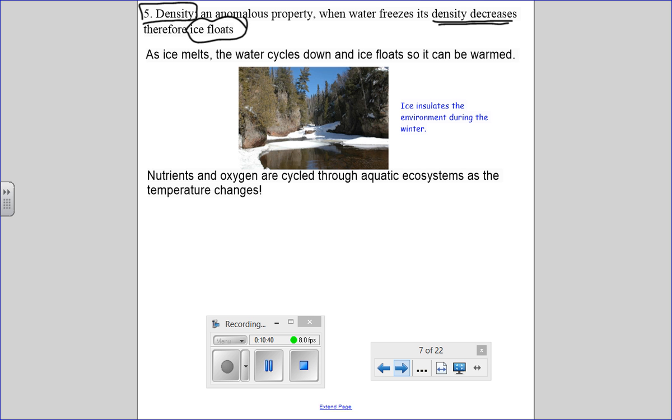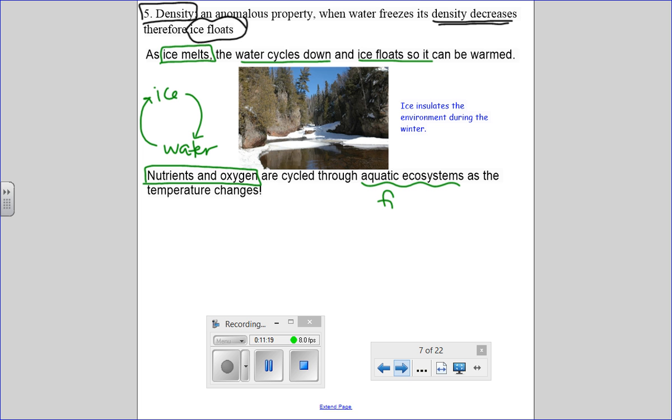So why is that a big deal? Well, reason one is that as ice melts, water cycles down and ice floats. So we're getting this continual movement of water up and down. So I have ice at the top. It will melt, turn into water. The water will freeze, turn into ice. So that's helping the matter move around, helping it acquire energy, helping it acquire nutrients. In particular, this helps nutrients and oxygen circulate through aquatic ecosystems.